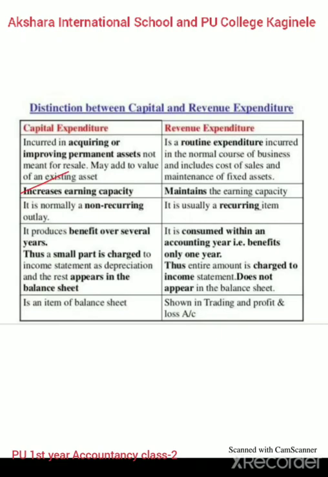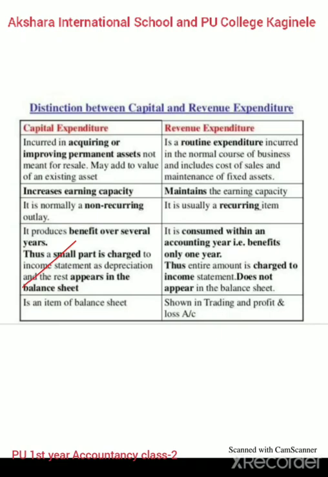The second point of difference: in case of capital expenditure, it increases the earning capacity of the enterprise. But in case of revenue expenditure, it maintains the earning capacity. Third point of difference: capital expenditure is normally a non-recurring outlay, but revenue expenditure is usually a recurring item.